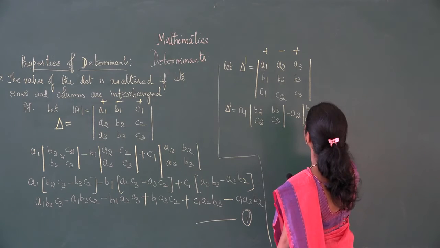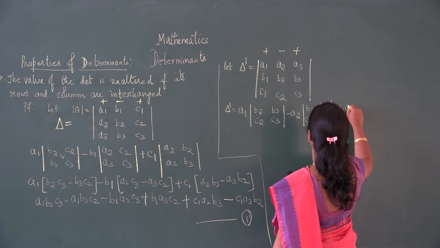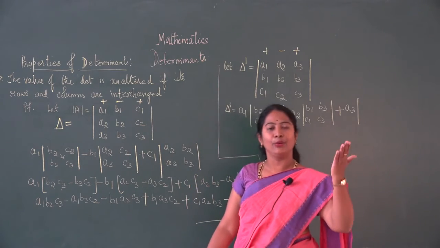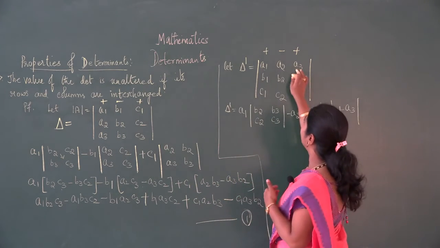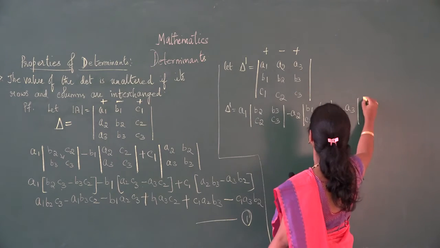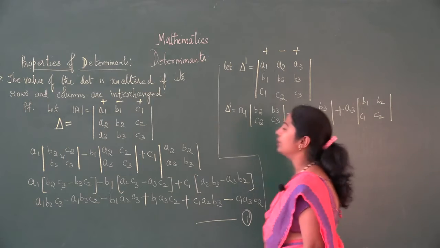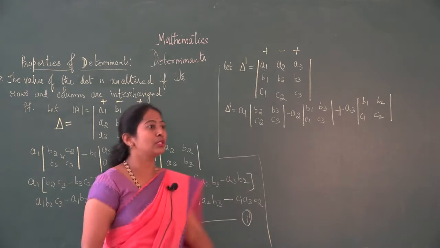B1, B3, C1, C3. Similarly, A3. When we consider A3, we are supposed to leave the A3 row and A3 column. What is left out? B1, B2, C1, C2. How do we calculate the value of a 2 cross 2 determinant now?